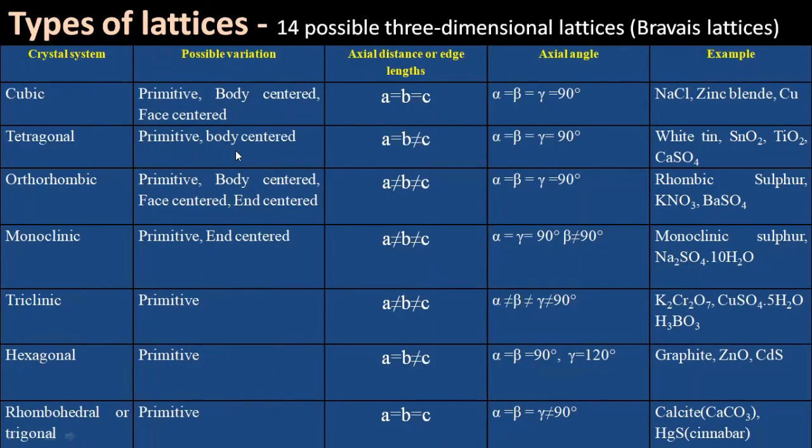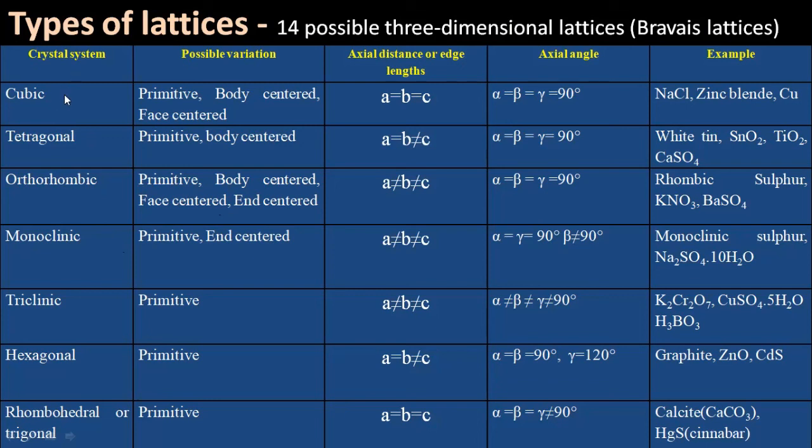And in tetragonal structure, primitive and body-centered are possible. Face-centered will not exist in nature. And in orthorhombic: primitive, body-centered, face-centered, and end-centered. So in orthorhombic, all four types of unit cells are seen. Monoclinic: primitive and end-centered.